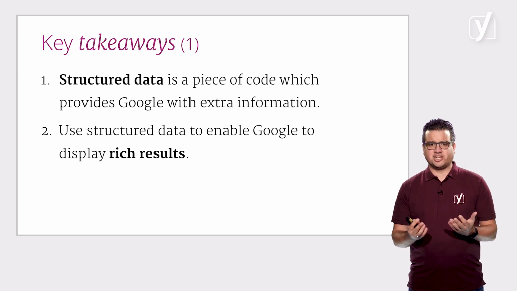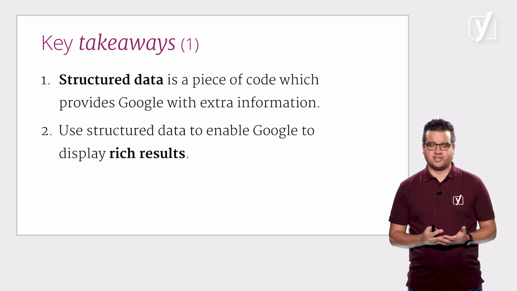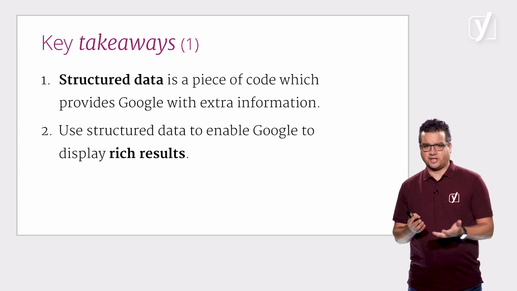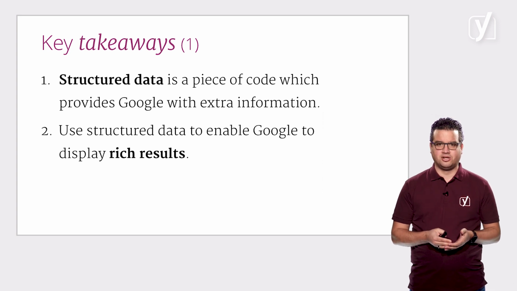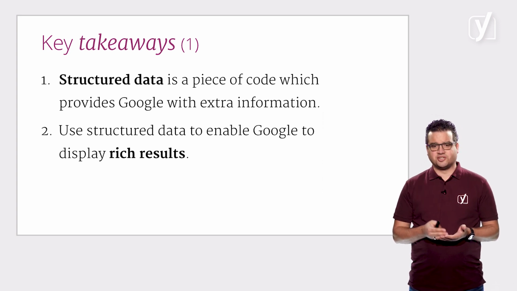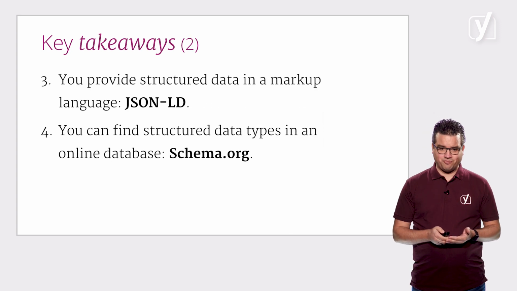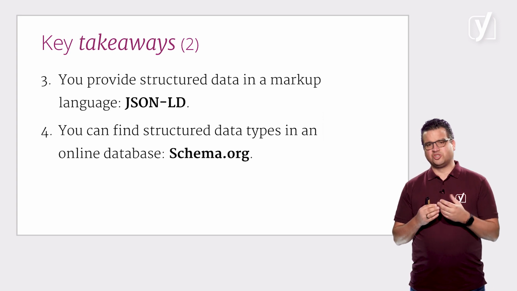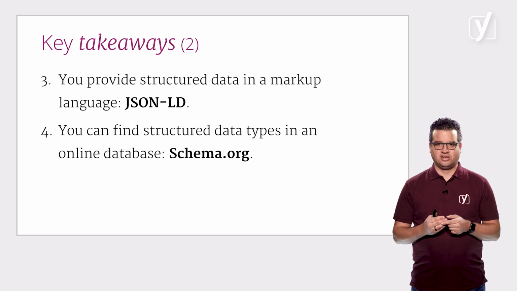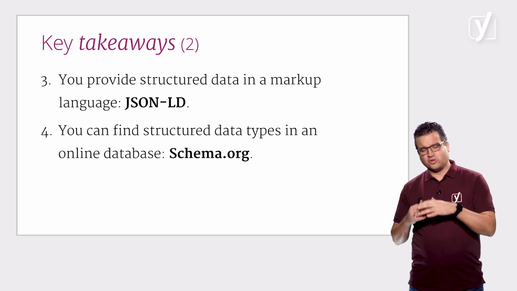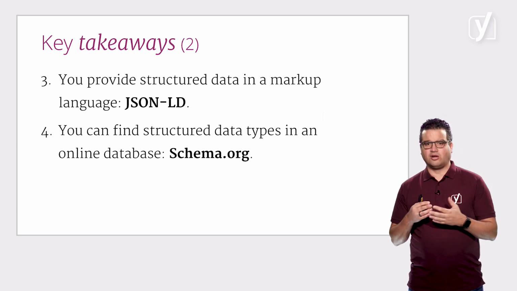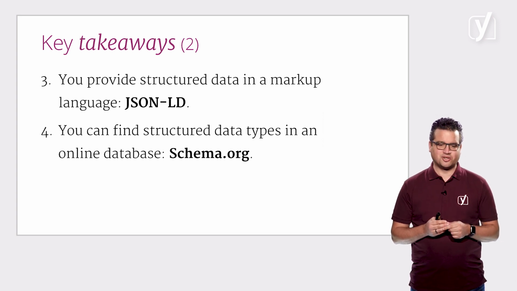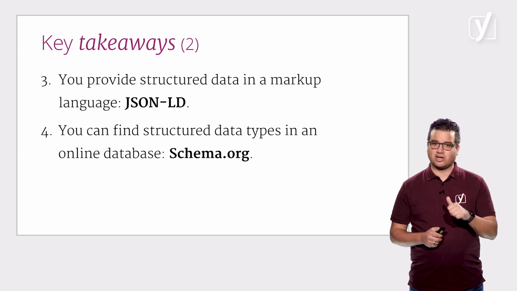So there are a couple of takeaways that you should remember after this video. First of all, structured data is a piece of code which provides Google and other search engines with extra information. You should use that structured data to enable Google to display rich results, and you provide the structured data in a markup language called json-ld. You can find all the structured data types in an online database that's actually maintained by all the search engines, called schema.org. That's it. Good luck.